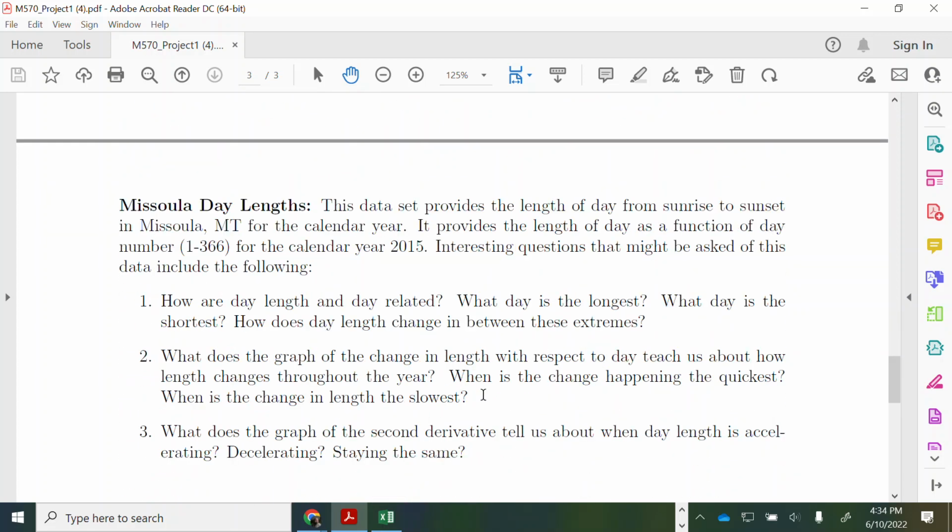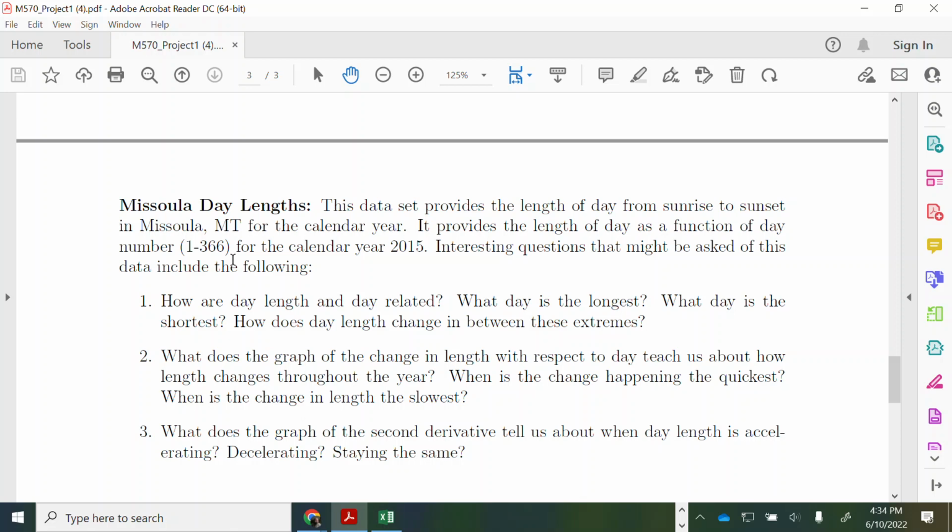And then the last one, if you're sort of a nature lover, maybe this is for you. The data set provides the length of day from sunrise to sunset in Missoula, Montana for the calendar year. So it provides the length of day as a function of day number for the calendar year 2015. I've also included both the length of day in hours, minutes, seconds, as well as a decimal equivalent, which might be easier to work with.